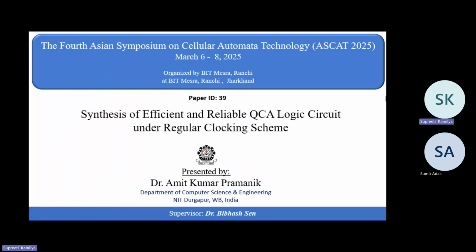Okay, good afternoon, everyone. Myself Amit Kumar Pramanik. The topic of my PhD is synthesis of efficient and reliable QCA logic circuit under regular clocking scheme. I'm not going into the details of QCA because yesterday I have already discussed the basics. So I'm going directly into my contribution part.